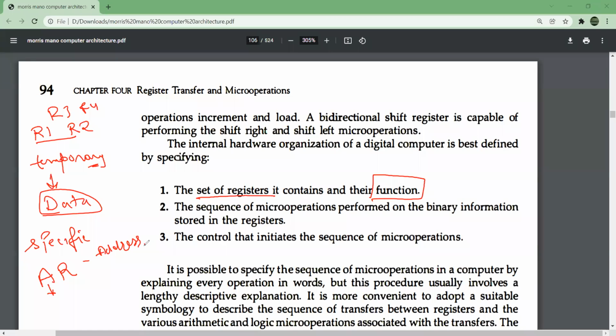So the meaning of the address register is that it is going to store the address of something. Then we can have DR. D stands for data register. So what is the data register? It is going to fetch the data from the memory where the address register defines it.